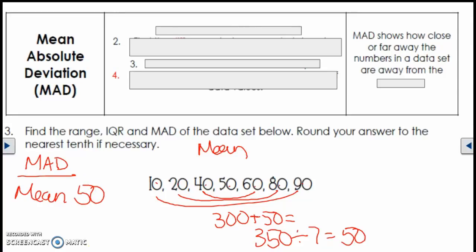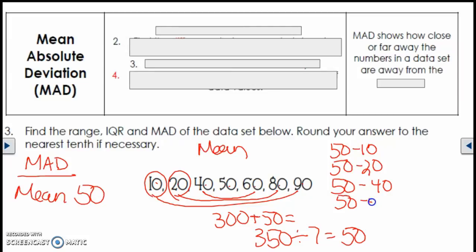Now for each one of these pieces of data, we want to find the difference between the piece of data and 50. So we have 50 minus 10. We have 50 minus 20. All I'm doing is listing these pieces of data here. I have 50 minus 40. I have 50 minus 50. Now I'll just draw this line here so don't forget.